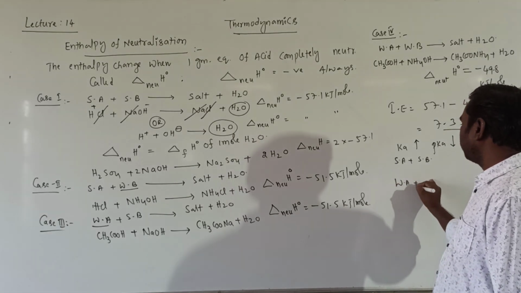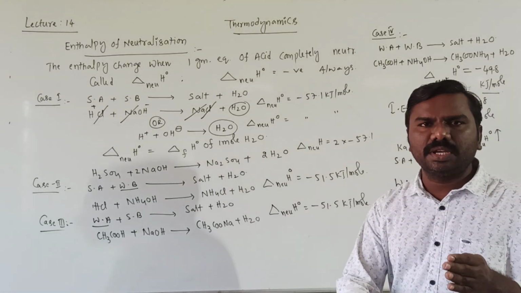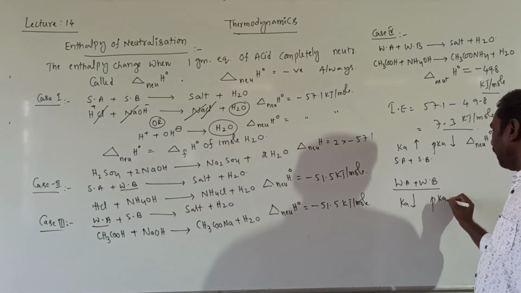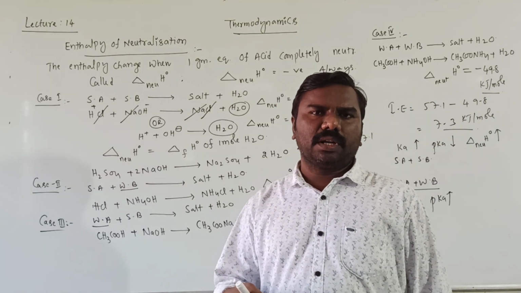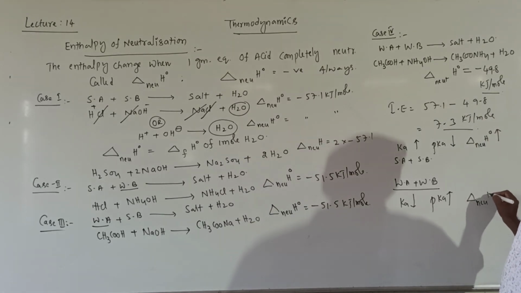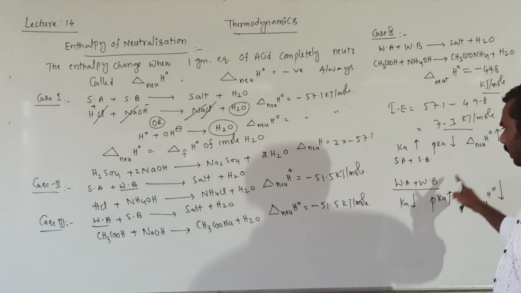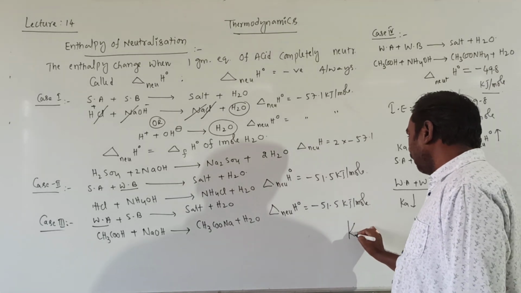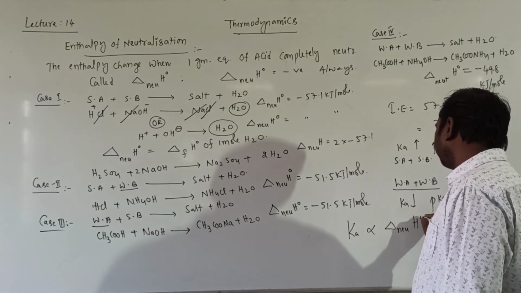Weak acid plus weak base neutralization: the Ka value decreases. It means dissociation decreases. That's why Ka decreases and pKa increases. Ka and pKa values are inversely proportional. Delta H neutralization will be decreased. When Ka increases, neutralization increases. When Ka decreases, neutralization decreases. It means the Ka value is directly proportional to the enthalpy of neutralization.